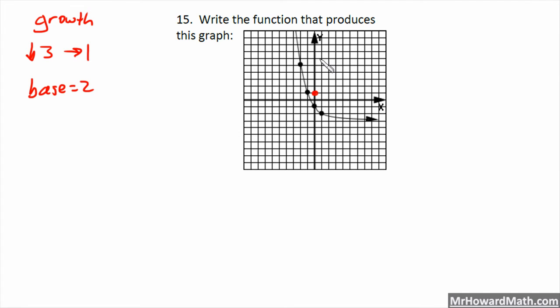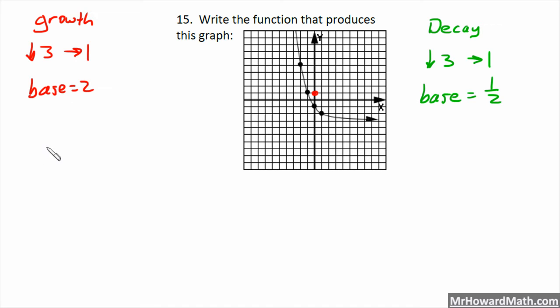Okay, so let's go ahead and over here and we'll do decay, and it's still down 3 and right 1, and the base would just be the reciprocal of this. That's the only difference. Base is 1/2. Alright, so now we've identified how it needs to change, so now let's make our function from that.